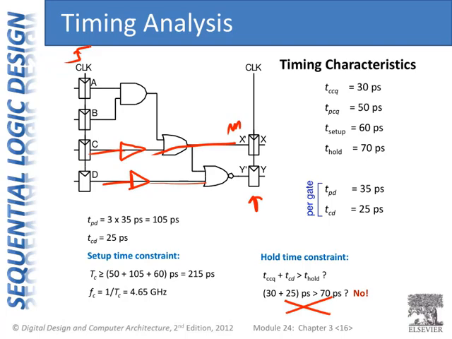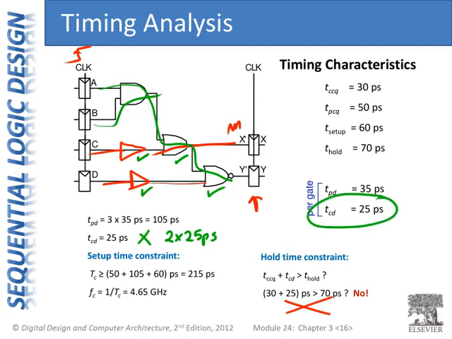Did it change our critical path? No, turns out it didn't. So it actually didn't increase our cycle time at all. But now we have TCD. Instead of 25 picoseconds, we have 2 gates for the short path. So 2 times, and we still use contamination delay, since I'm going to use the fastest path. And we get 50 picoseconds. So now we get 30 plus 50 picoseconds. Is that greater than 70 picoseconds? Yep, 80 is bigger than 70.